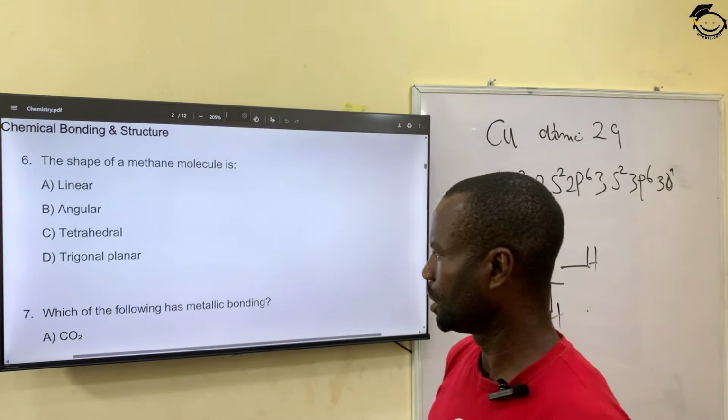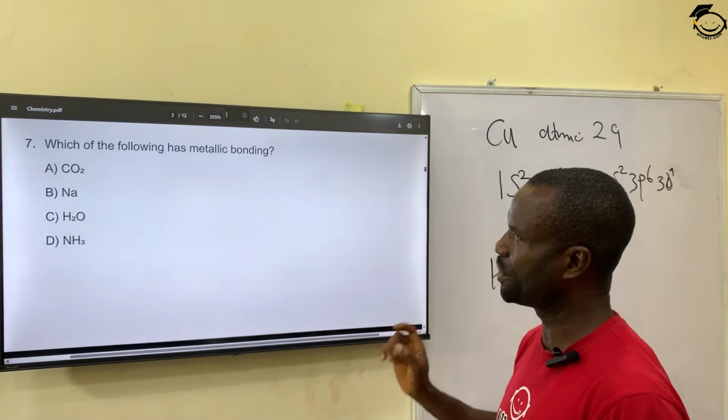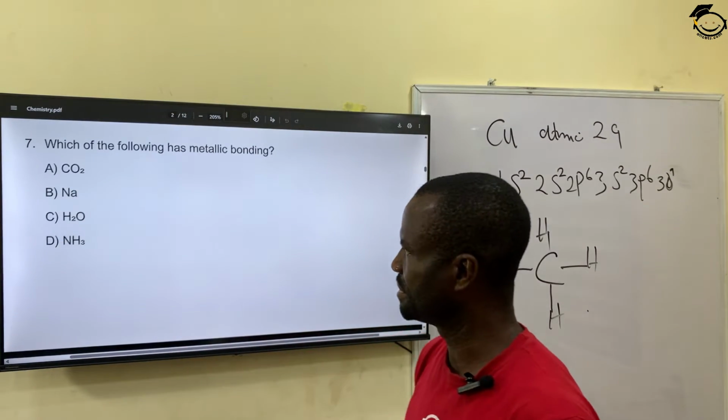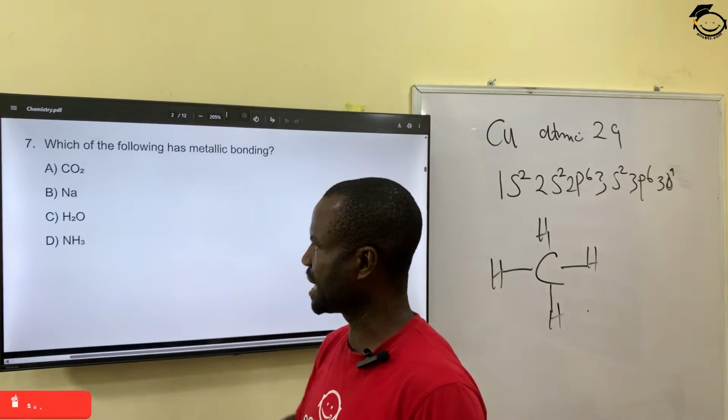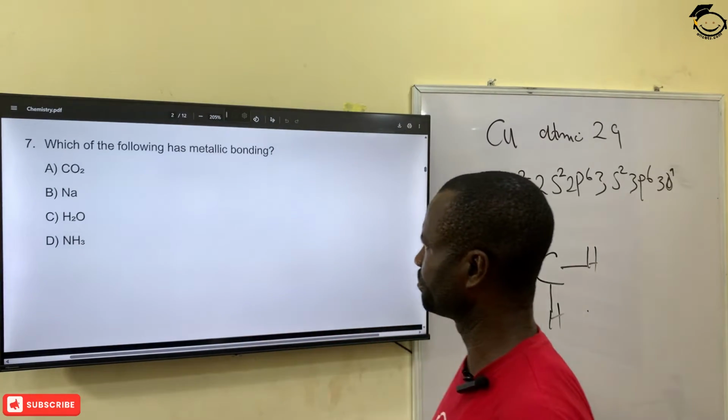All right. Number 7. Which of the following has a metallic bonding? That's going to be the only metal here. Carbon IV oxide, sodium, water, and ammonia. The correct answer is B, sodium.